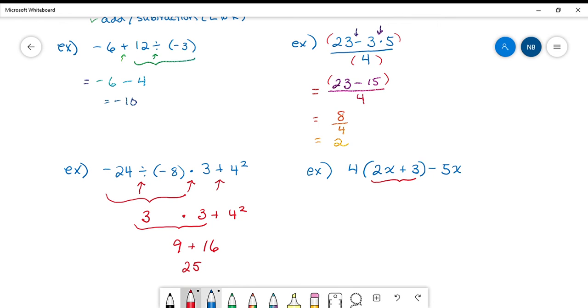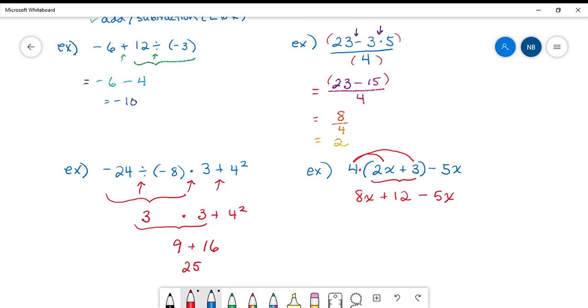So what I'm supposed to do now is move on to this multiplication that's understood between the 4 and the parenthesis. Now, we're going to use a rule called, or a property called, the distributive property of multiplication over addition. So that means the 4 gets multiplied by both the 2x and by the 3. 4 times 2x is 8x. 4 times 3 is positive 12. Notice the plus, the addition is preserved. I'm going to recopy the minus 5x.